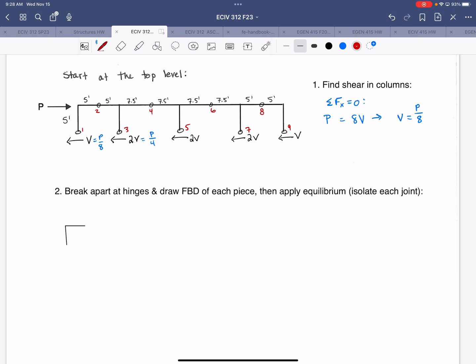So first, we will have our 1, 2s. And this gives us our applied load P. We have our shear, which is P over 8. And then we have our unknown forces: F1, F2, and V2. All right, so I'm going to use V for the shears and F for the axial forces.